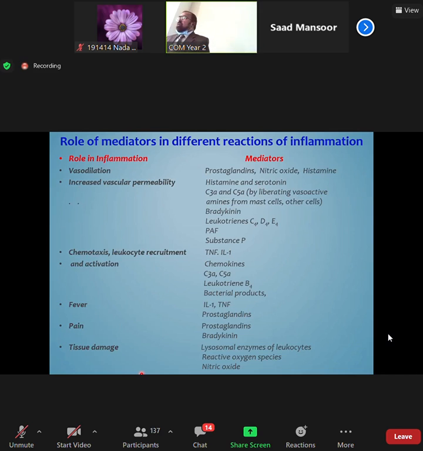So inshallah, tomorrow we'll be starting with the morphological pattern, and next week chronic inflammation. Okay, thank you very much.